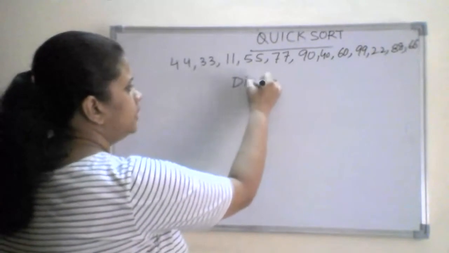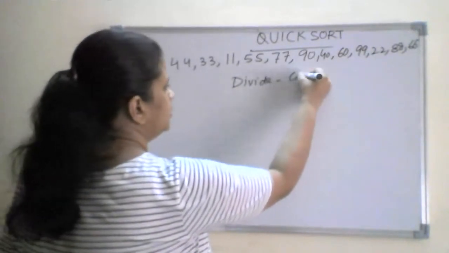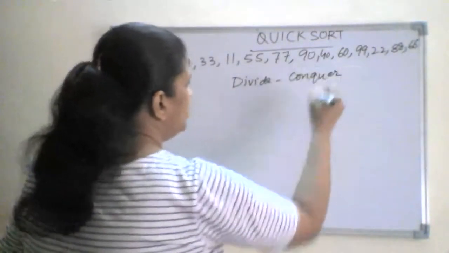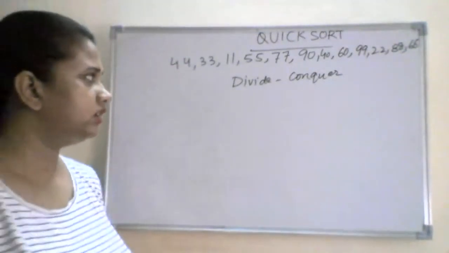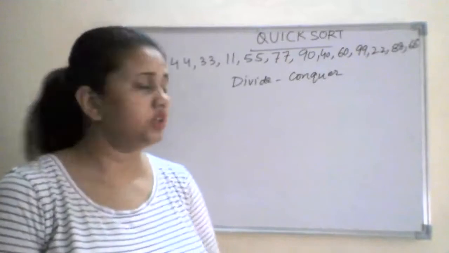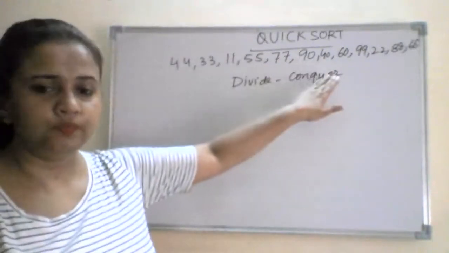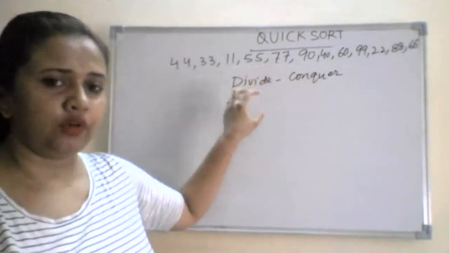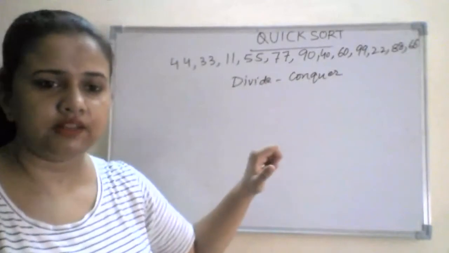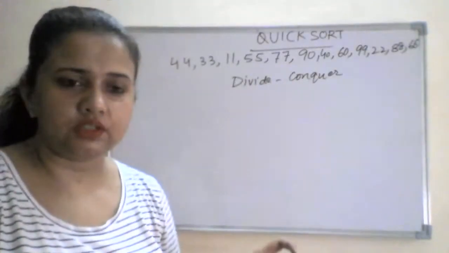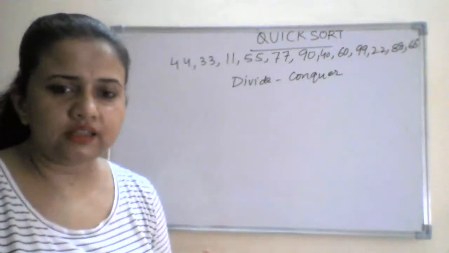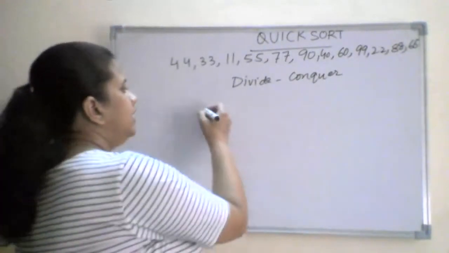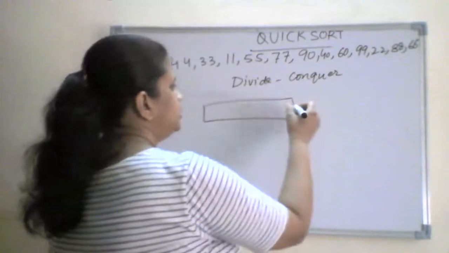QuickSort is based on the principle of divide and conquer. QuickSort uses the technique known as the divide and conquer technique. Divide and conquer means whatsoever data set is given to you, you are supposed to perform certain operations in such a way that after one operation your list will be divided into two sublists, and in that sublist how that will appear.